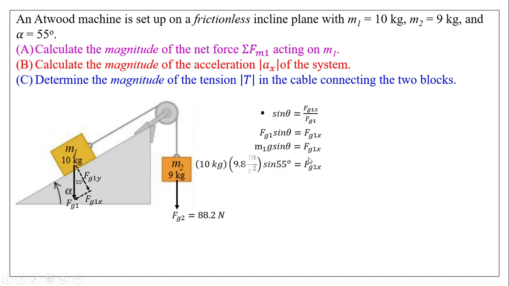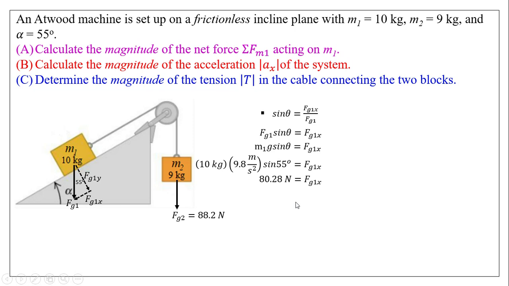So therefore, we just plug in values. M1 is given as 10 kilograms. Right here, this is the mass M1 that is resting on the surface. That is 10 kilograms. G is 9.8, and then sine of 55 degrees. And then here, we just plug into the calculator, and our magnitude for F of g1x is 80.28 newtons.